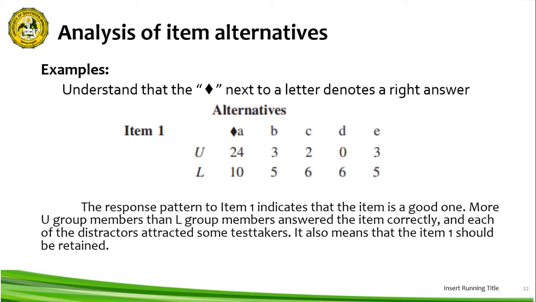So as you can see in item 1, the upper group answers 24 in A, which means that there are 24 correct answers, while the lower group only has 10. So the response pattern to item 1 indicates that the item is a good one. More upper group members than lower group members answered the item correctly, and each of the distractors attracted some test takers. So it also means that item 1 should be retained.